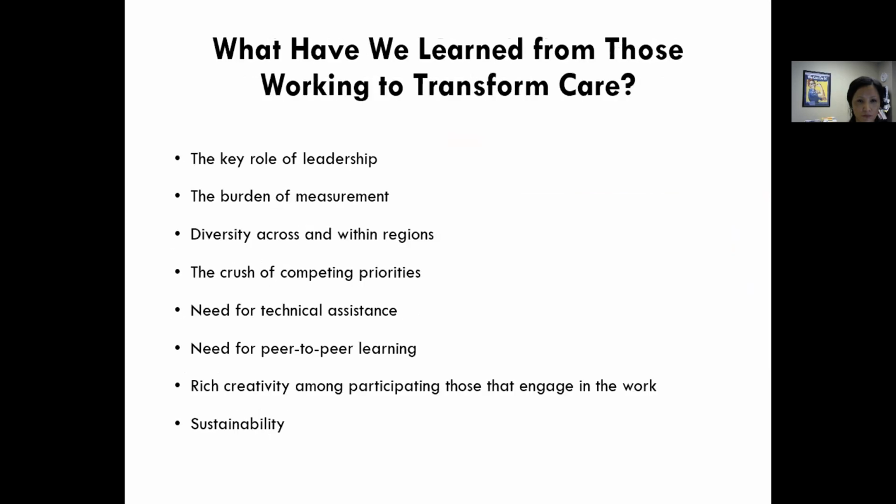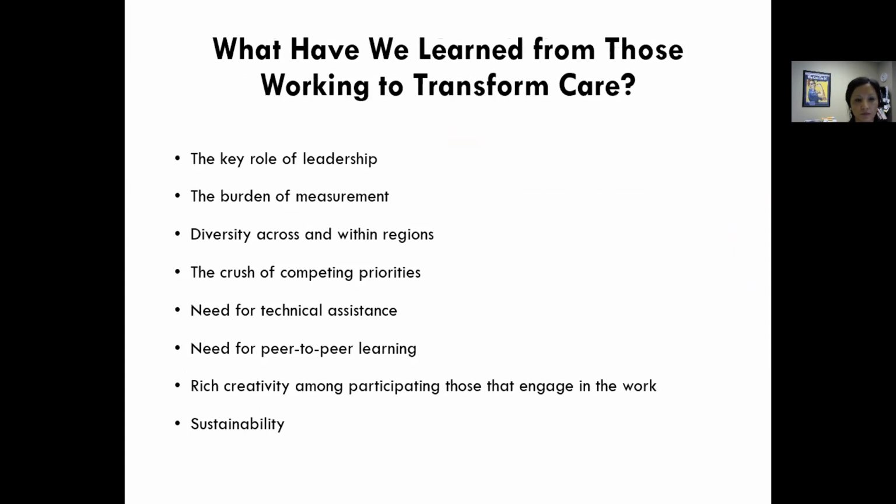What have we learned over the years of helping practices transform care? The first thing is leadership. Can't say it enough. If the organization doesn't have the will to change, and that will needs to come from the leadership, it won't happen.